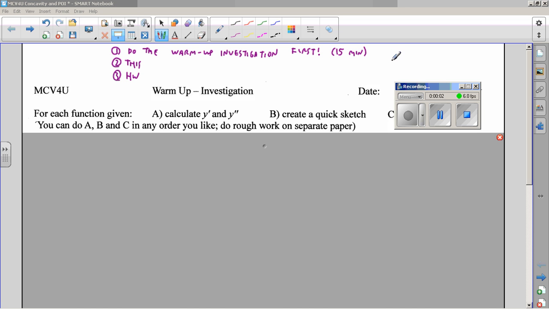Hello there, calculus folks. Today's lesson on concavity and POI, points of inflection, is what that is. It starts with a warm up, and it's about 15 minutes.